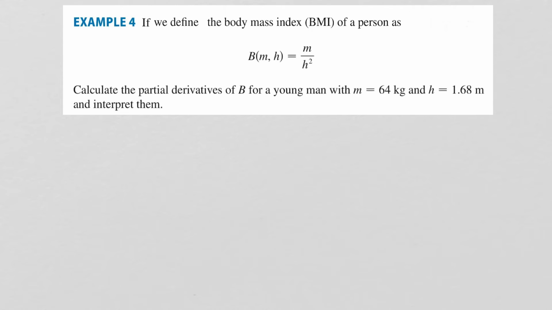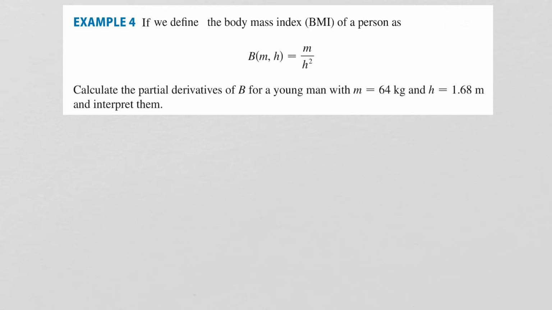In the next problem, if we define the body mass index of a person as a function of two variables, so B stands for body mass index, of a person with mass M and height h, what we want to do is calculate the partial derivatives of B for a young man with a mass of 64 kilograms and a height of 1.68 meters. And then we want to talk about what those partial derivatives mean.